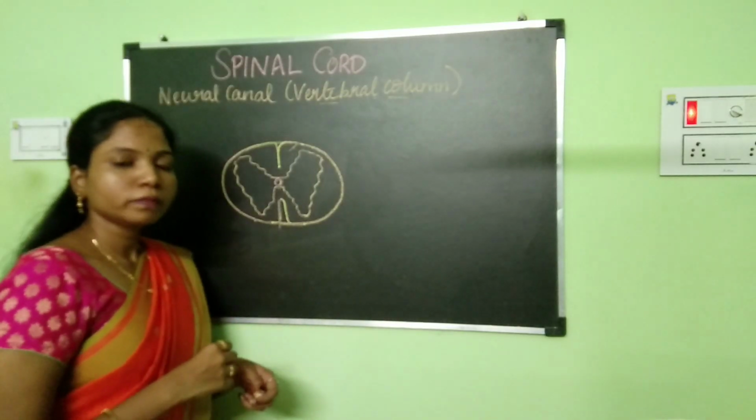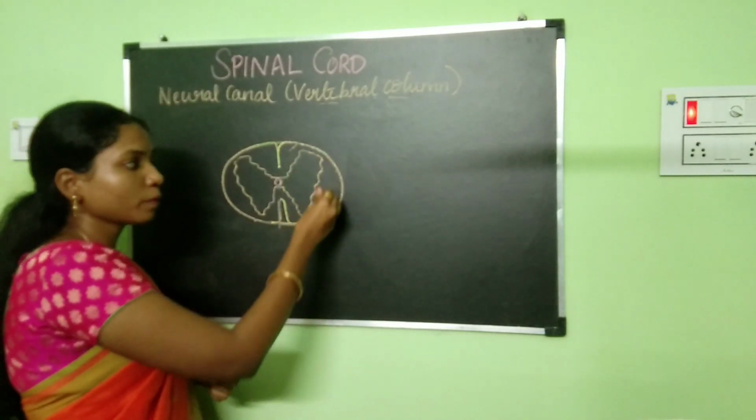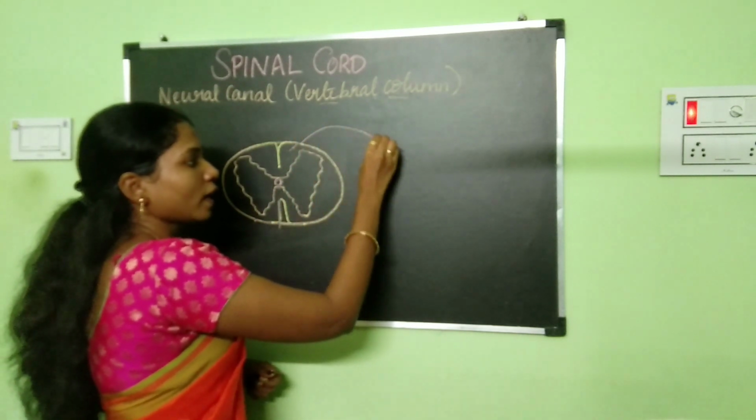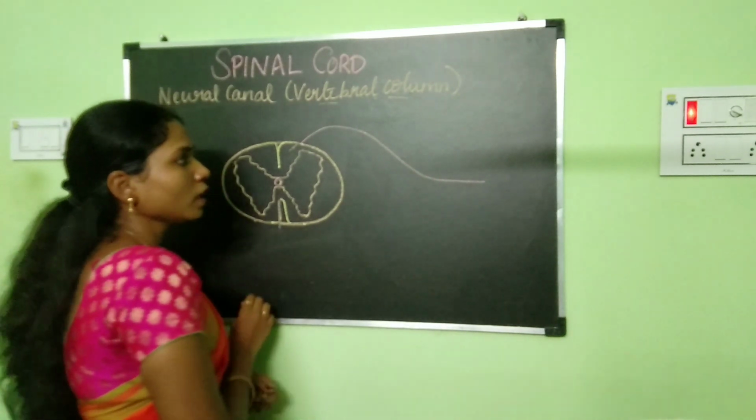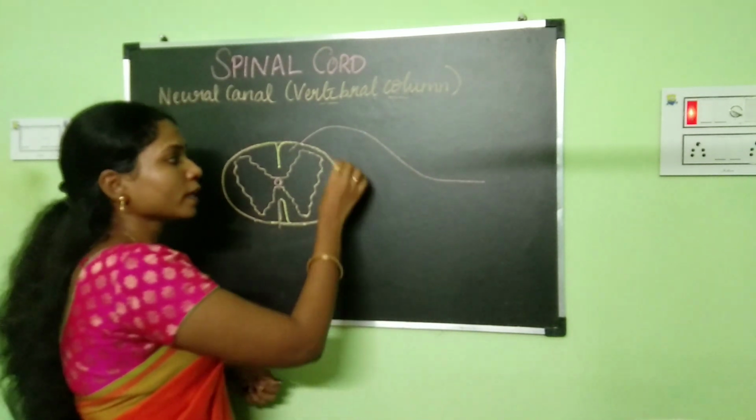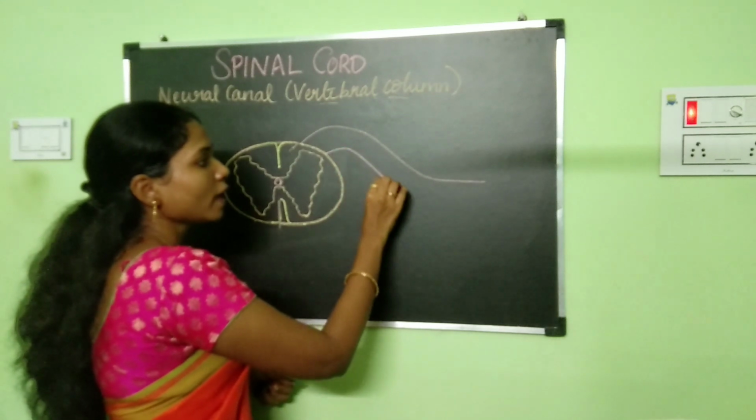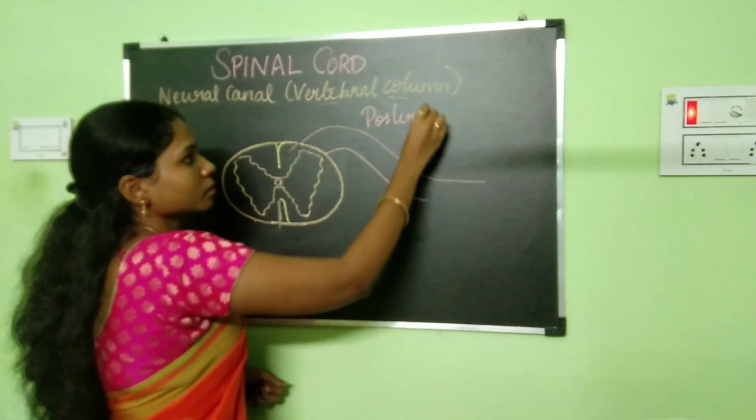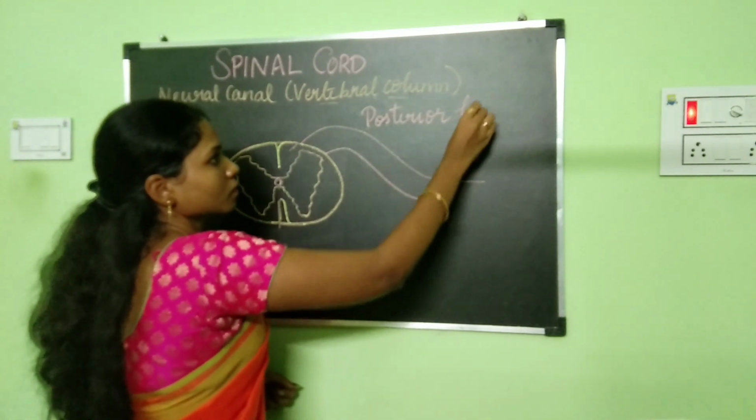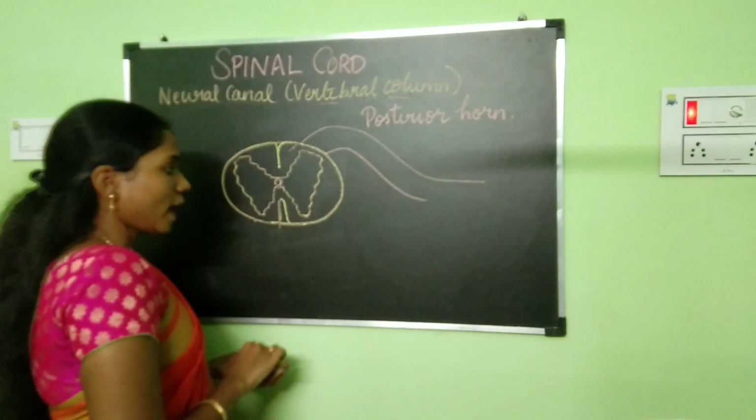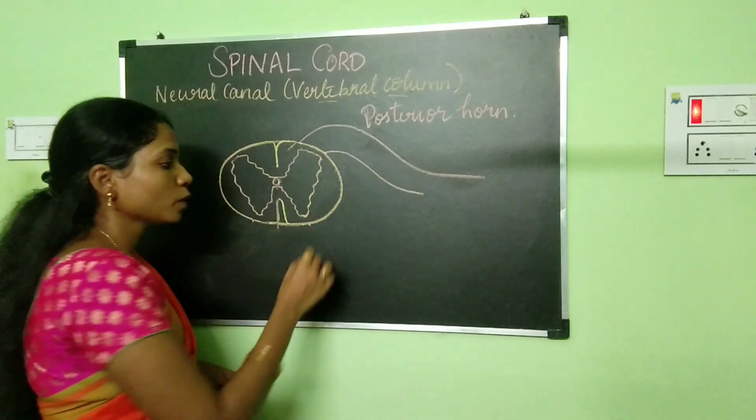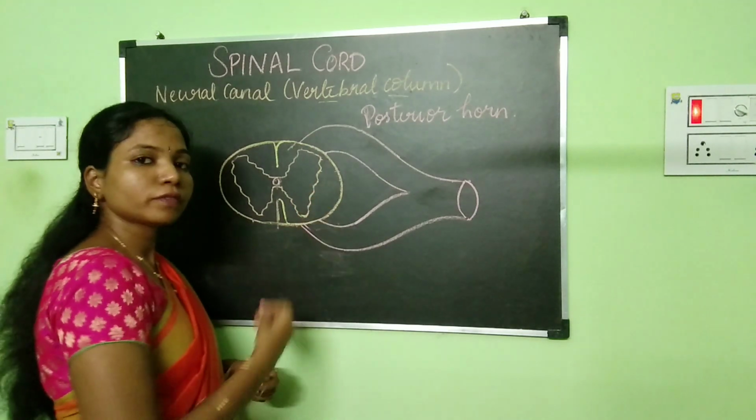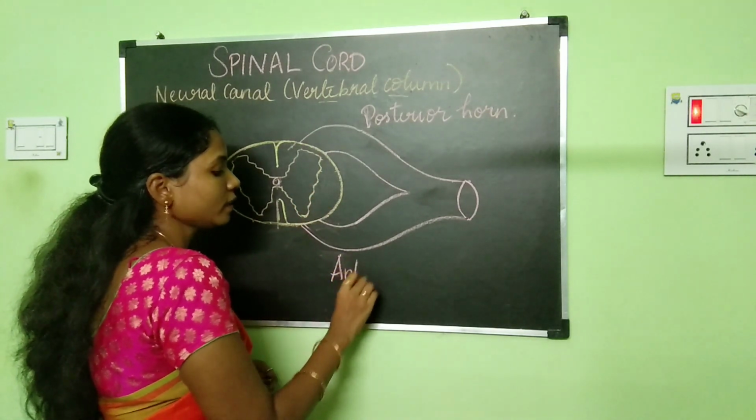Alright. From the upper end of the H zone, so I hope you remember this is the H zone, right? From the upper end of the H zone will arise a horn. And this horn which is arising from the H zone is called the posterior horn. One more horn will arise from the lower end of the H zone, and this horn which is arising from the lower end of the H zone is called the anterior horn.